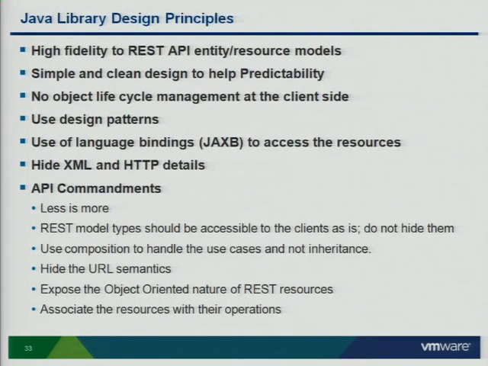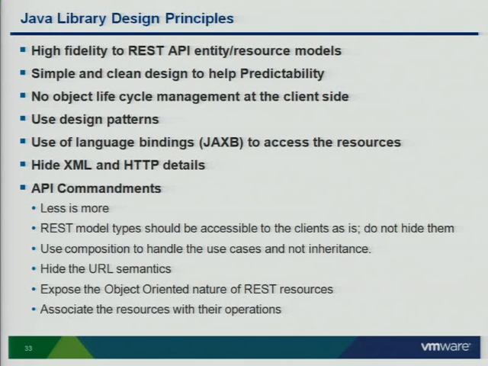What are the design principles? When we started, we set out certain constraints or principles that we will follow. One of the main things is high fidelity to the REST API. We don't want to hide the REST API by creating a new object model or wrapping all the resources and entities. Since you understand the REST API, you will keep using the vCloud APIs. All those objects will be available to you. So vCloud API defines the resources using schema, and we will provide the schema bindings using JAXB. So all those classes will be available to you as Java classes, plus the utility classes. Simple, clean design. There should be predictability.